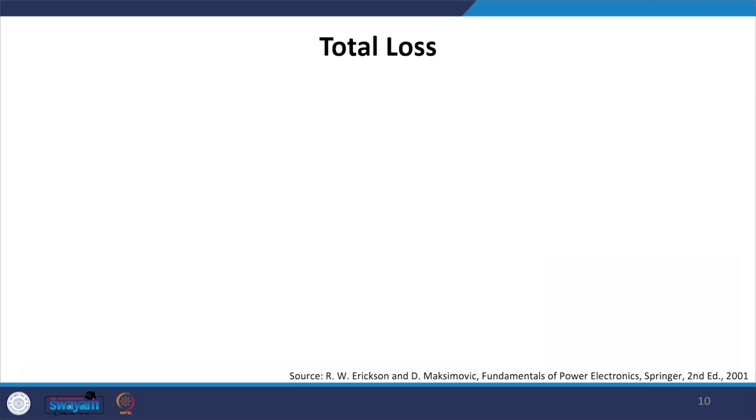So we have seen the core loss and the copper losses which are happening in the winding. So we can now write the total power loss in a transformer, comprising the core and the winding: P total is nothing but P core, that means the core loss which is happening in the core, plus the winding loss which is happening in the winding due to the resistance of the winding.